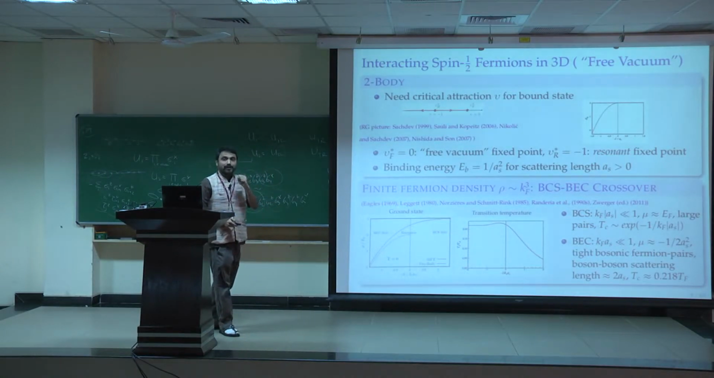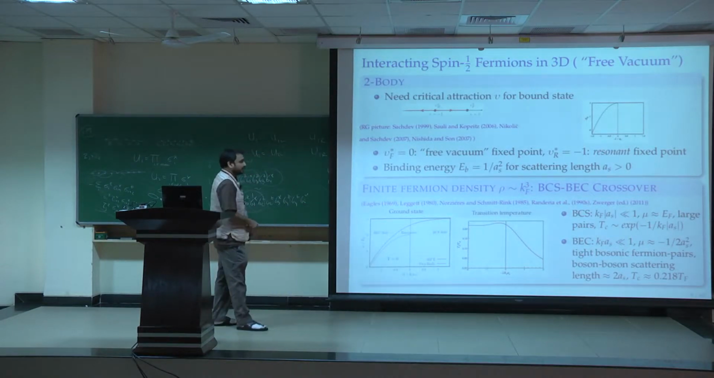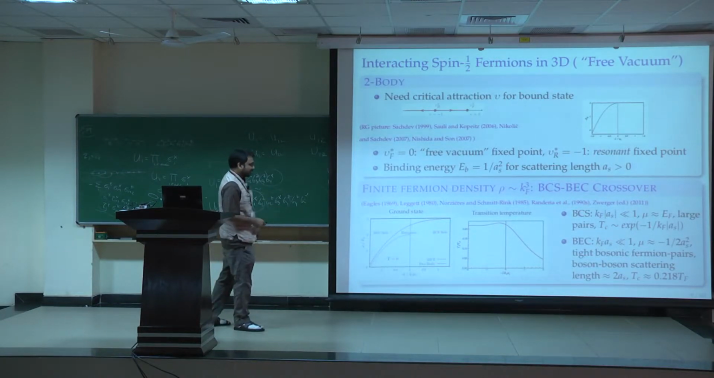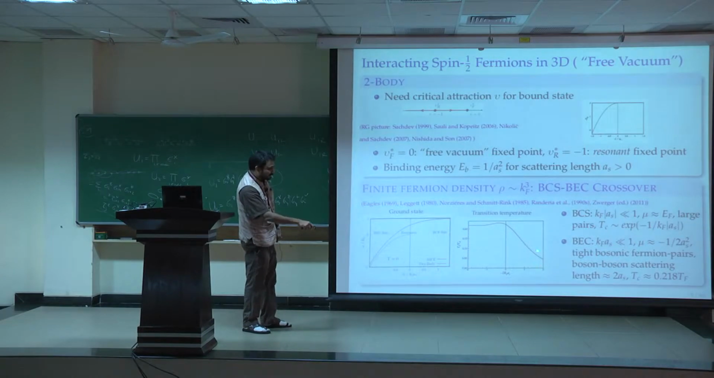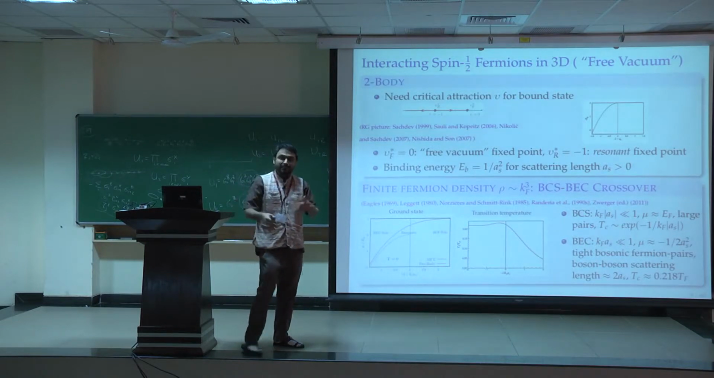What happens if I have a finite density of fermions? So finite density is simply defined, the Kf defines the density here. And what we get is a BCS to BEC crossover. So let me just discuss this quickly. If I have a small negative scattering length, which is somewhere here, where two particles do not have a bound state, the many particle system is still unstable to pairing.